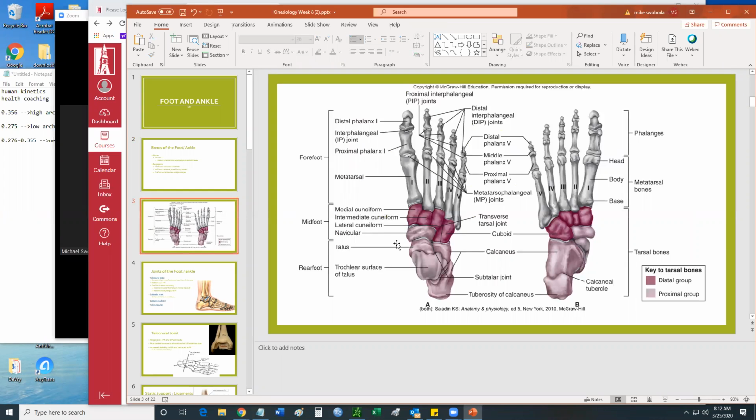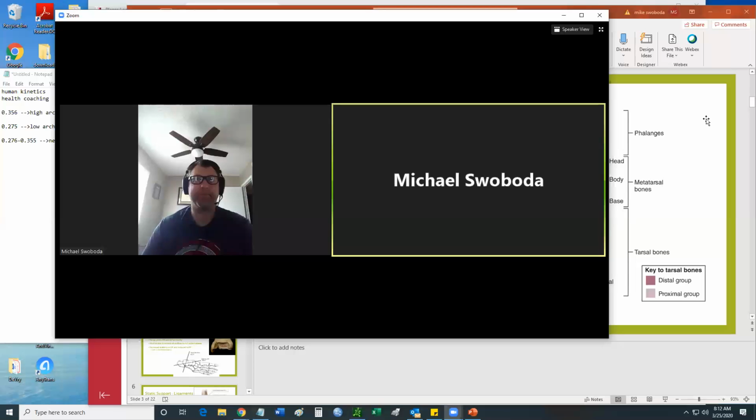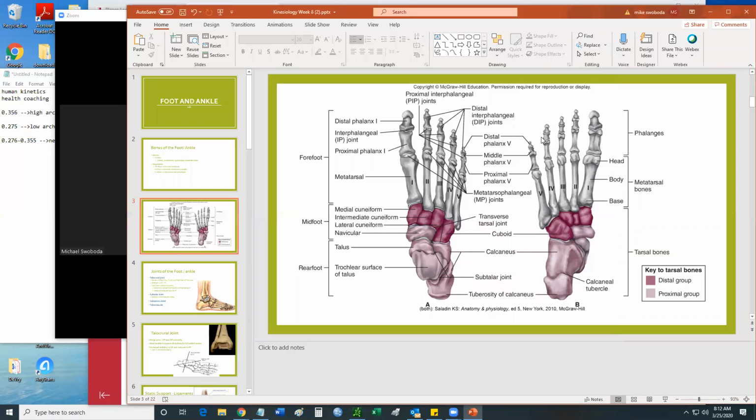Remember that the bones in the midfoot and the rear foot are all named. Everything in the forefoot is numbered. Just like the metacarpals and the phalanges of your fingers are numbered, so are the metatarsals and the phalanges that make up your foot. Your big toe is number 1. So big toe is number 1, pinky toe is number 5, and that goes for everything from the toe itself and also the metatarsal itself.